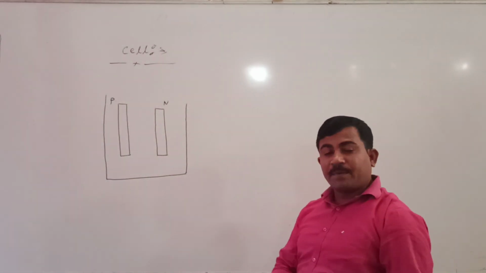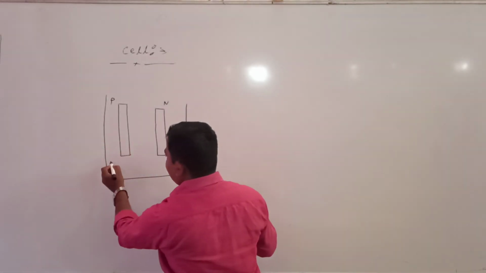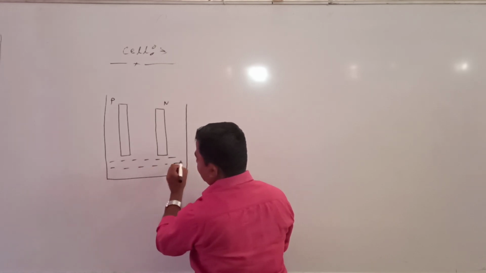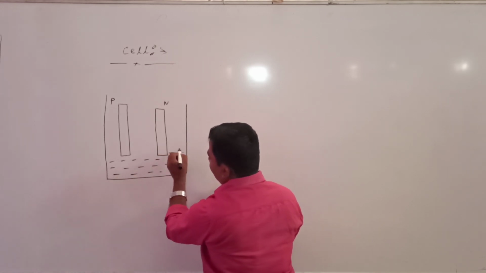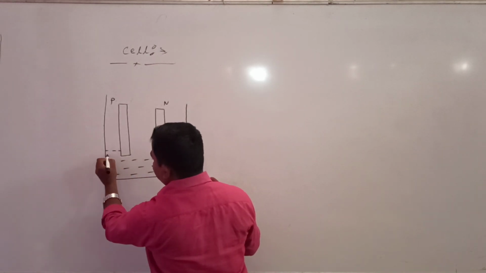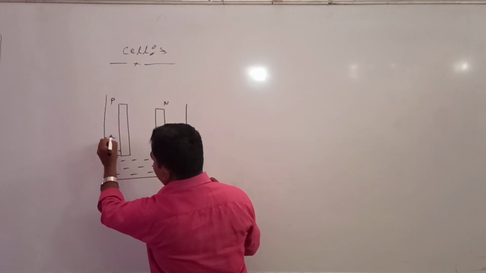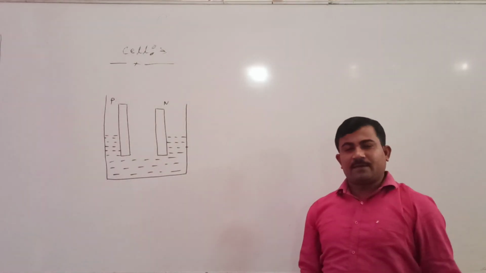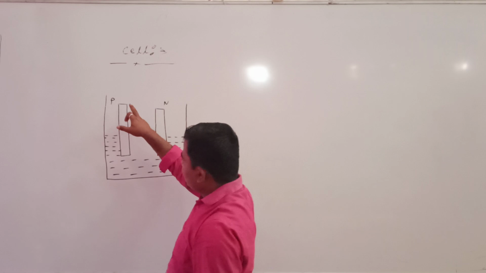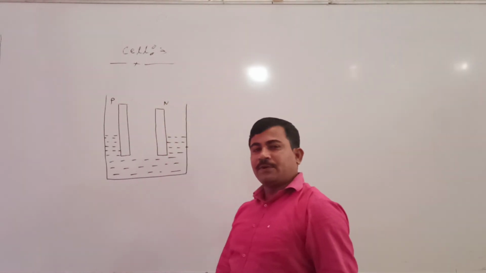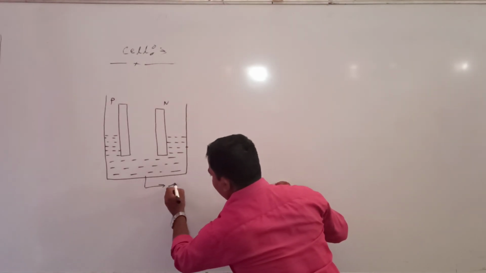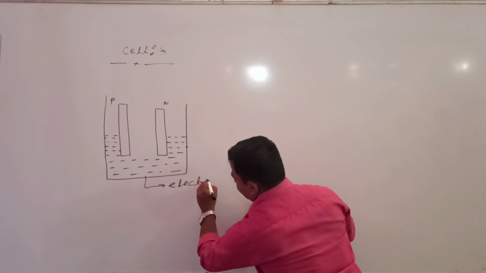These electrodes are dipped in an electrolytic solution. Remember, this is the electrolytic solution. Either you can take HCl, you can take H2SO4 or whatever you take. This is the cell. What does it consist of? It consists of two electrodes, one positive electrode and second one negative electrode, and those electrodes are dipped in an electrolytic solution. This is the electrolyte.